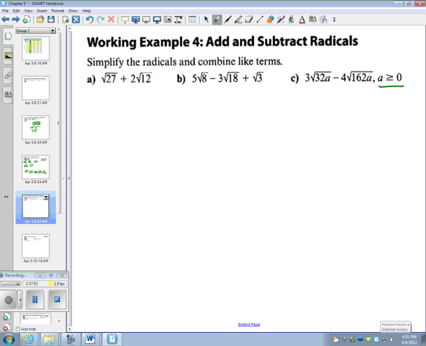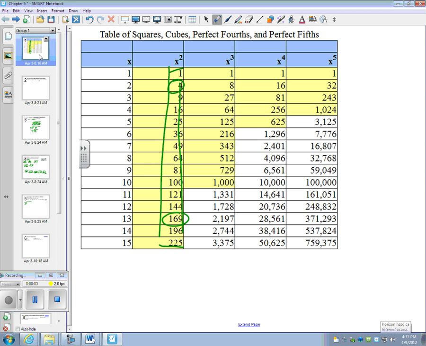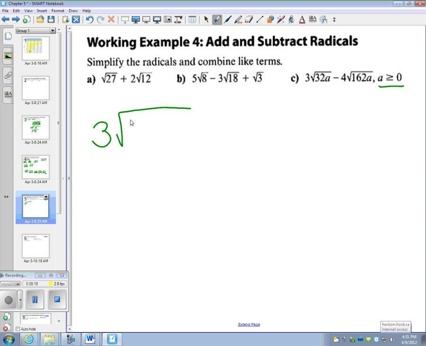Okay? So we have 3 the square root of 32a. Well, 32, what perfect square goes the best into 32? Well, I have 4. Does that go into 32? 9? Oh, wait a second. 16 looks pretty big. So let's put 16 there. 32 is 16 times 2. So we're going to write this as 16 times 2 times a. We still have to keep that a there. Minus 4 times the square root of 162a.